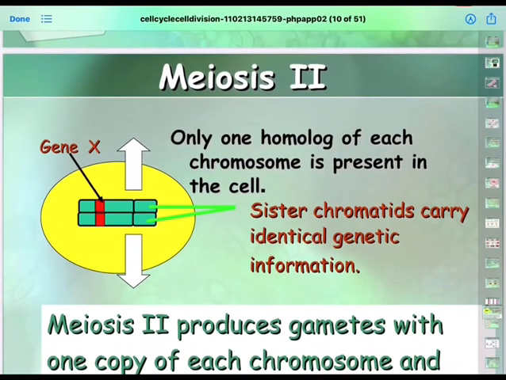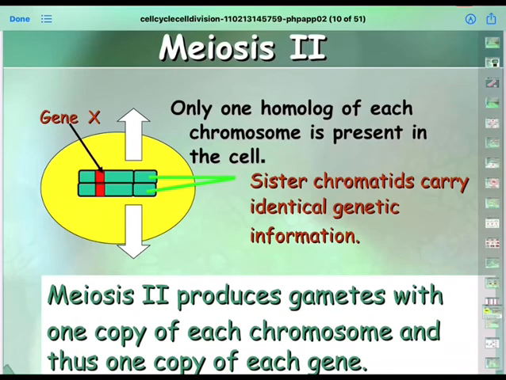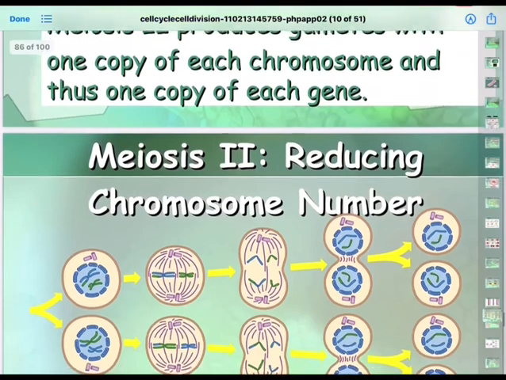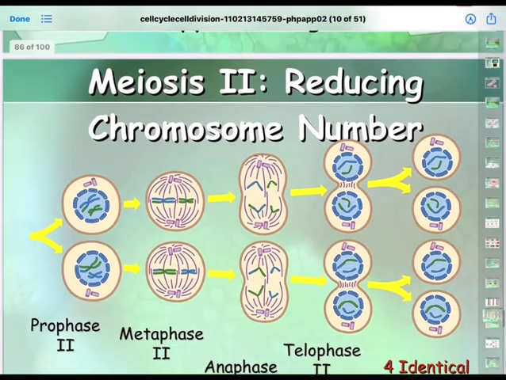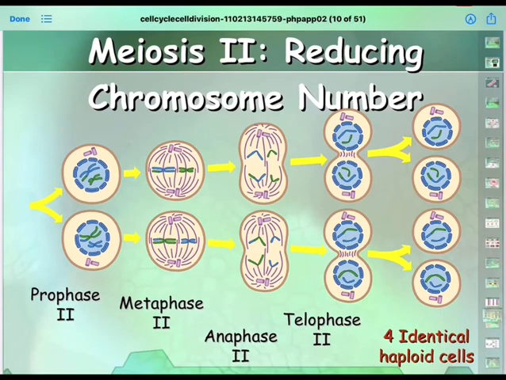And in telophase 1, the spindle disappears, there is constriction of the wall, cytokinesis. The main thing is cytokinesis with the 2 nuclei. And in meiosis 2, only 1 homologue of each chromosome is present in the cell, because their hybridization has already taken place, and sister chromatids carry identical genetic information. So in meiosis 2, the chromosome number gets reduced.